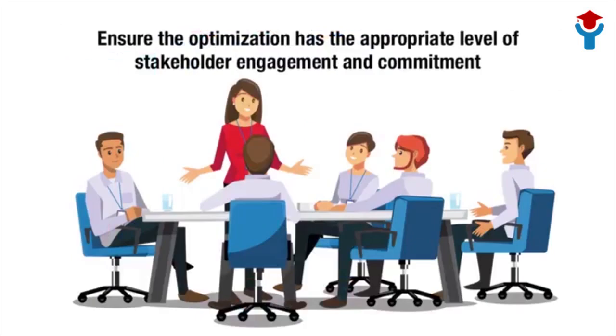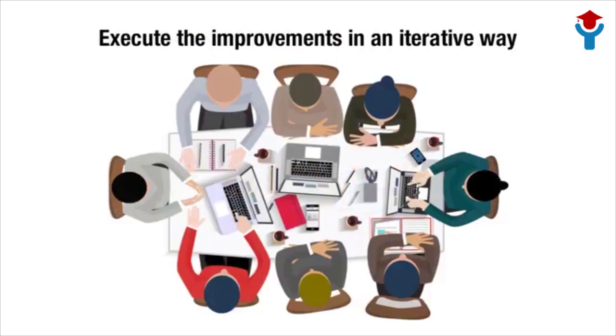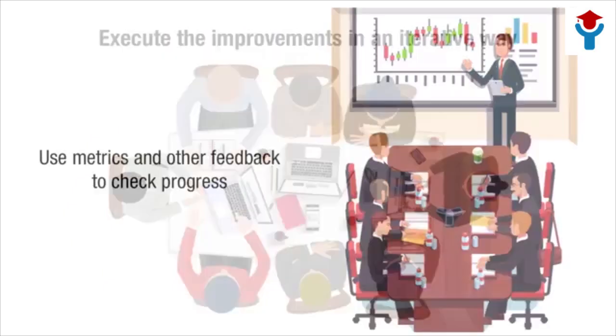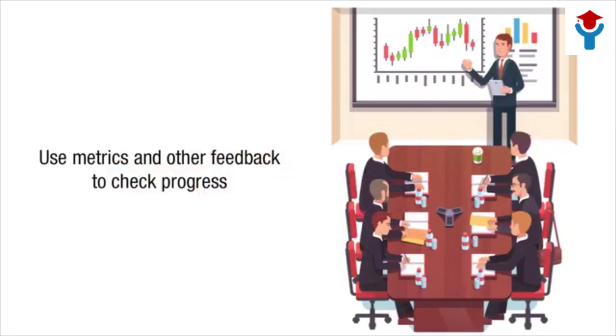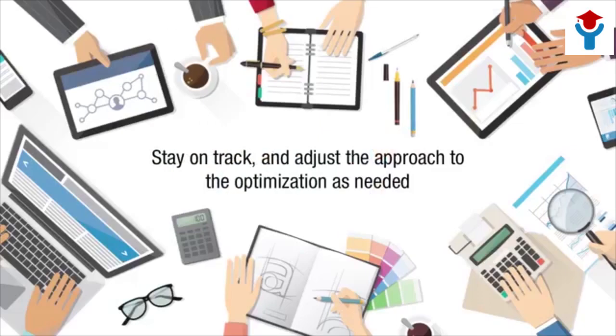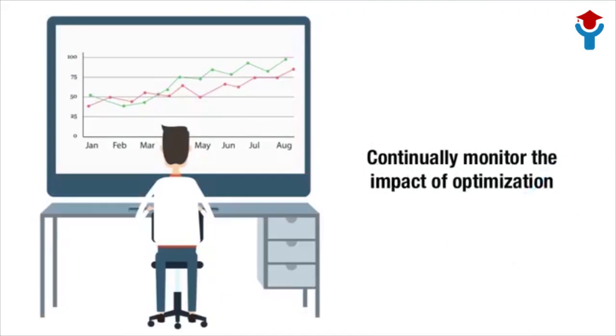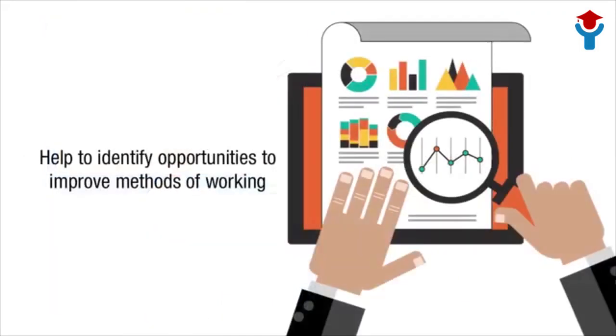Ensure the optimization has the appropriate level of stakeholder engagement and commitment. Execute the improvements in an iterative way. Use metrics and other feedback to check progress, stay on track, and adjust the approach to the optimization as needed. Continually monitor the impact of optimization. This will help to identify opportunities to improve methods of working.